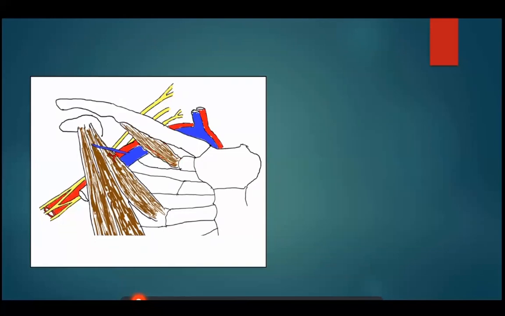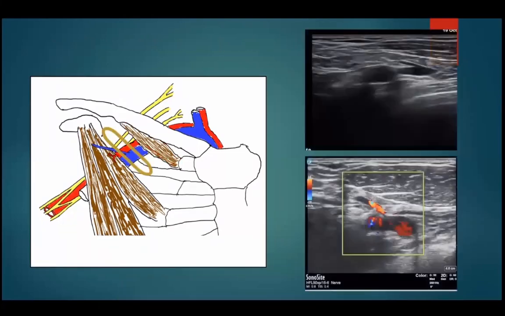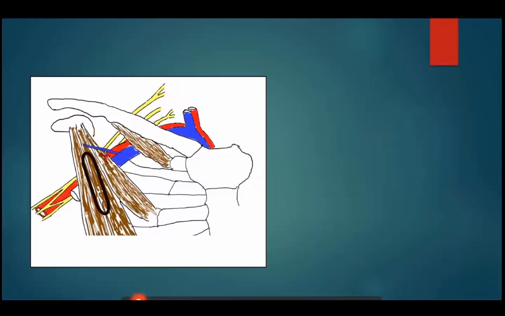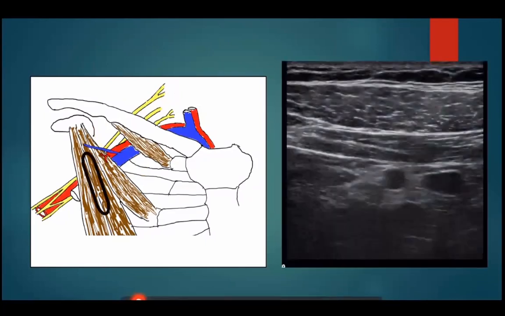In the medial infraclavicular fossa, you can see the cephalic vein draining into the axillary vein and the axillary artery, and also the thoracoacromial artery coming out from the axillary artery. And keeping the probe in the lateral infraclavicular fossa, you can see the pectoralis major, the pectoralis minor, the axillary artery, the nerves around the axillary artery, and the axillary vein.